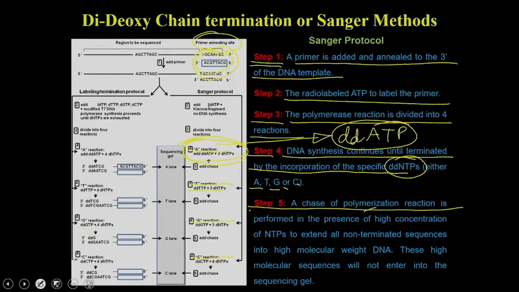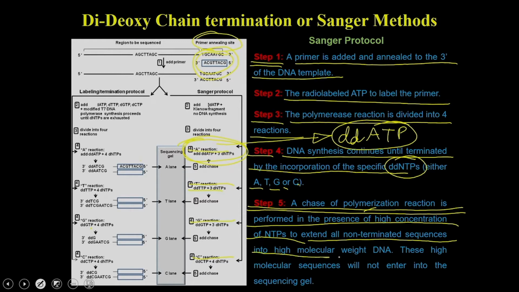In step 5 a chase reaction is performed in the presence of high concentration of dNTPs to extend all non-terminated sequences into high molecular weight DNA. These high molecular weight sequences will not enter into the sequencing gel.